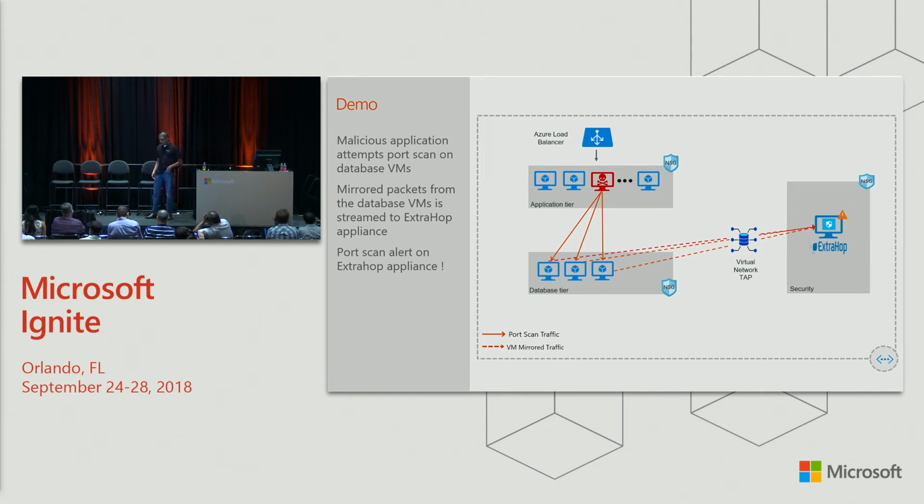Given that there is a port scan happening on the traffic between the application tier VM and the database tier VM, I'm going to tap the traffic on the database tier VMs. When I do that, all the traffic going through the database tier VMs is going to be streamed to the ExtraHop appliance. And you'll be able to see in the ExtraHop appliance an alert on all those database VMs that are now affected by that application VM sending port scan traffic. So let's switch to the demo.